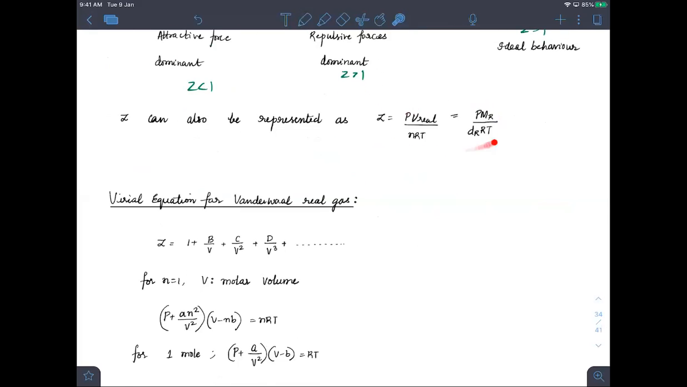And therefore, now if you check out Z, we have written it as real by ideal. We can write this ideal part as nRT by P. Well, the real gas pressure or ideal gas pressure is the same here. So in problem solving, you will directly get it as pressure. It does not matter whether it is about ideal pressure or real pressure. Both of them would be the same.